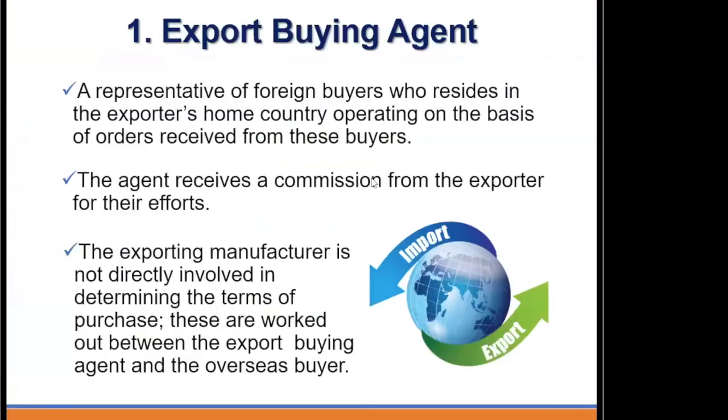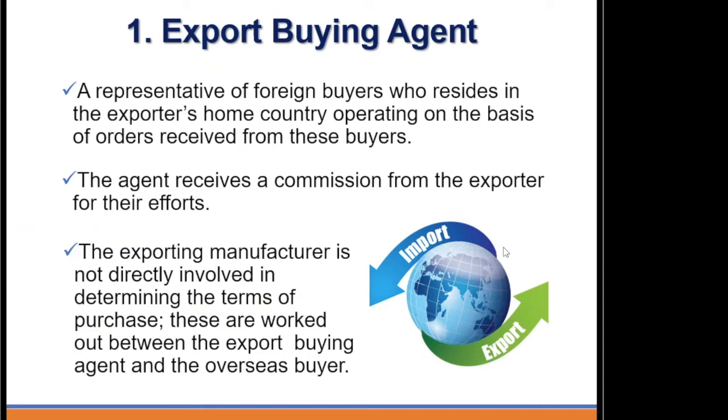So let's start by explaining export buying agents. So an export buying agent is usually a representative of foreign buyers who lives in the exporter's home country. So like we said, both the exporting company and the manufacturing company are all domestic companies that are in the same geographic location. So this export buying agent is the one who operates on the basis of the orders that they receive from the buyers. By dealing with the buyers and ascertaining what their needs are, and then communicating these needs to the manufacturer in the home market, and then getting the products and making sure that they put in place the necessary arrangements to have these products shipped directly to the buyers.